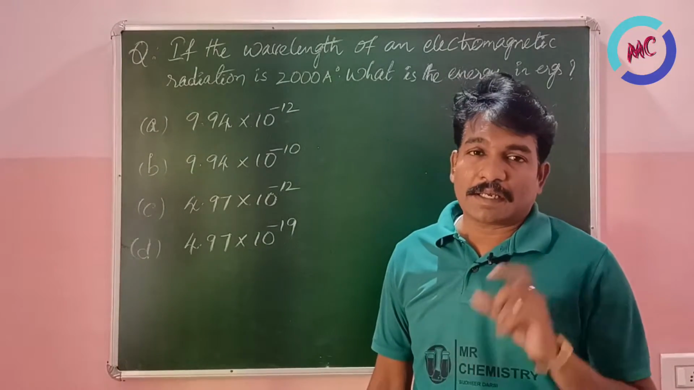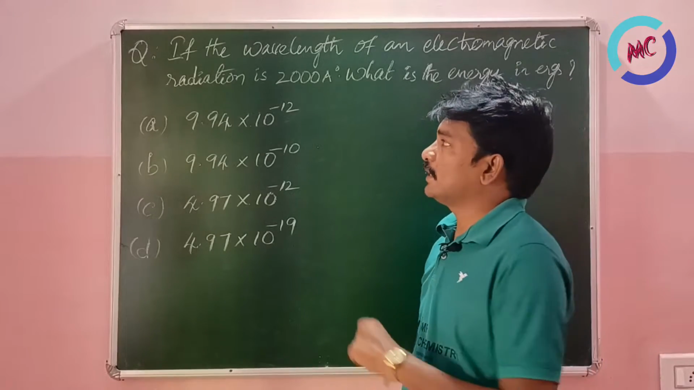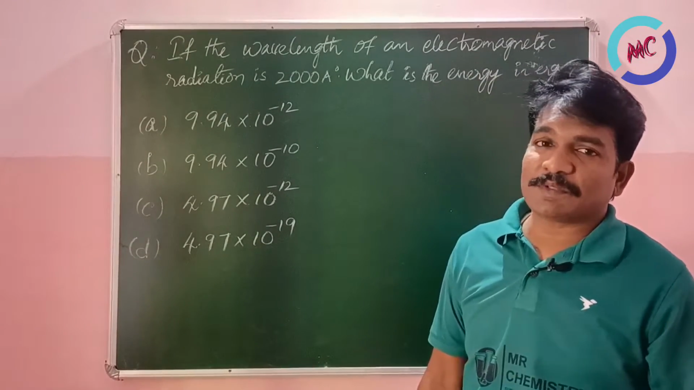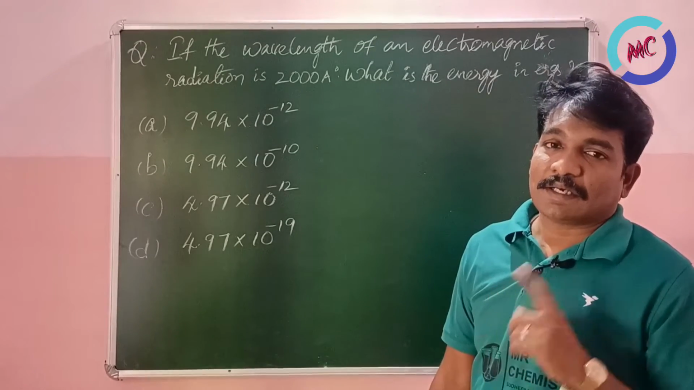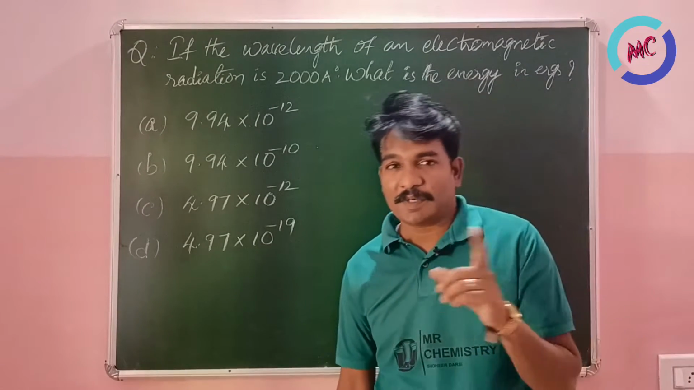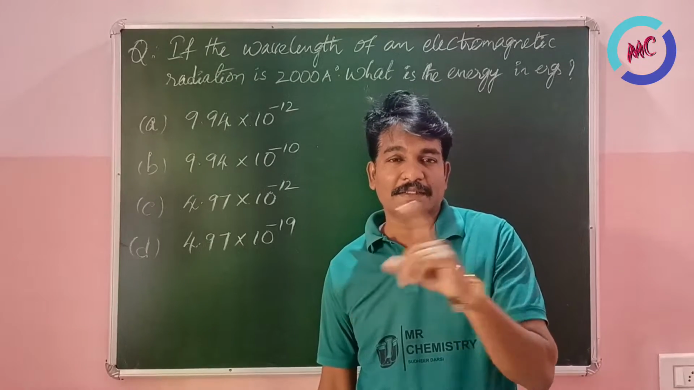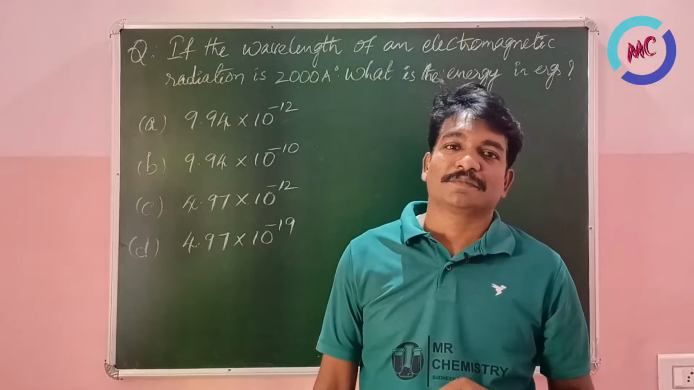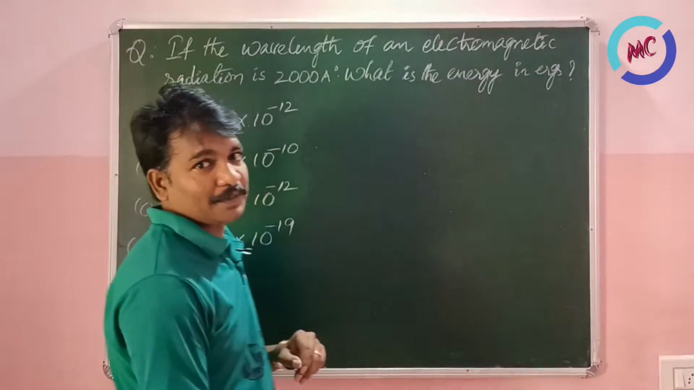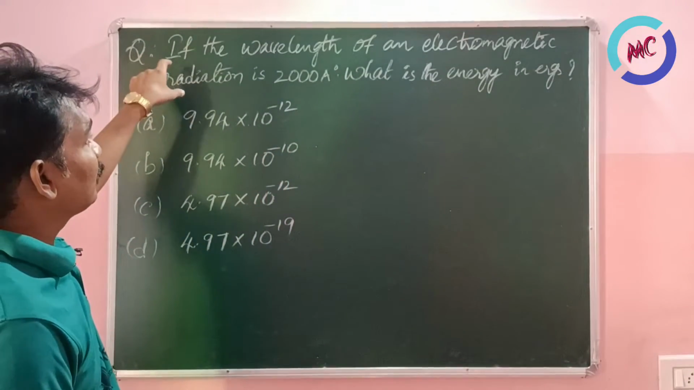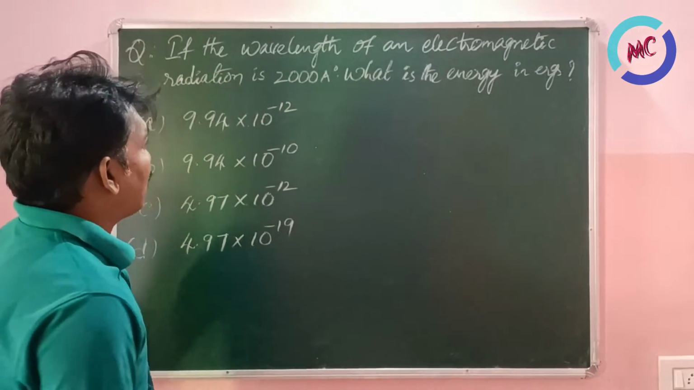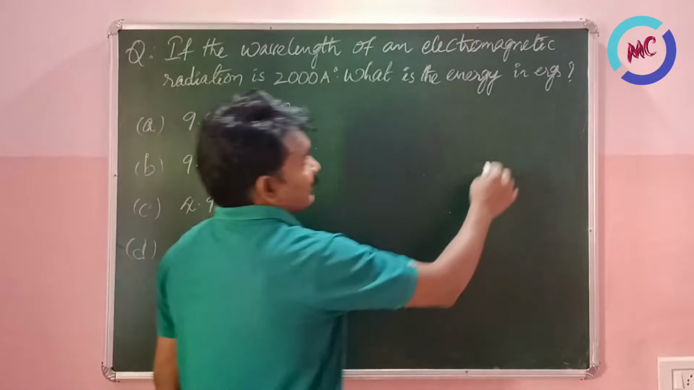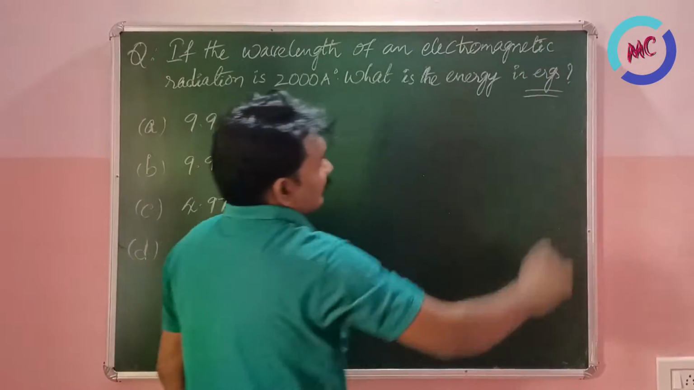See here, an interesting relation is there, that is the relation between wavelength and energy of the radiation. Planck's quantum theory already explained this one, and according to Planck's quantum theory, the relation between wavelength and energy is: energy E is equal to hc by lambda. You have to remember that to find out this one, okay? Let us check this one. If the wavelength of an electromagnetic radiation is 2000 angstroms, what is the energy in ergs?